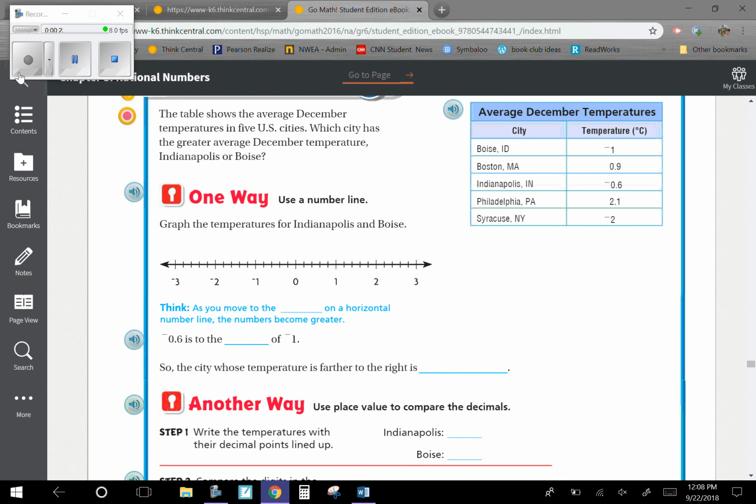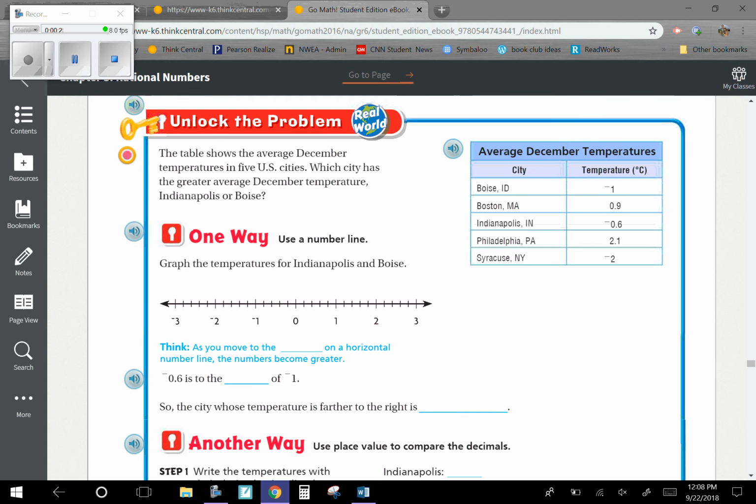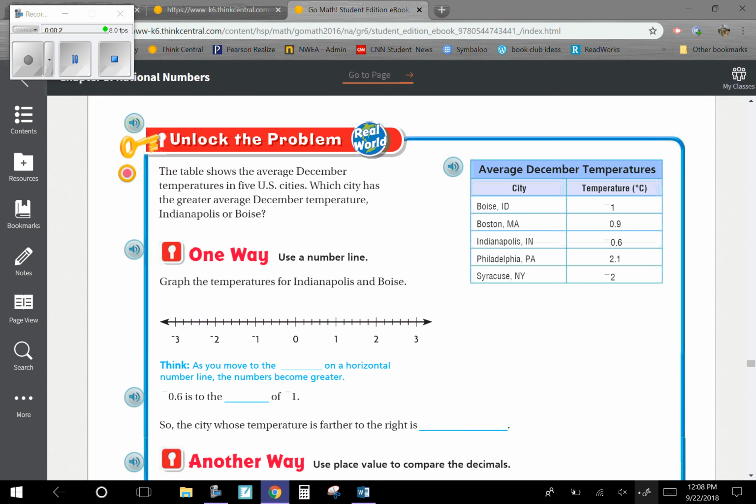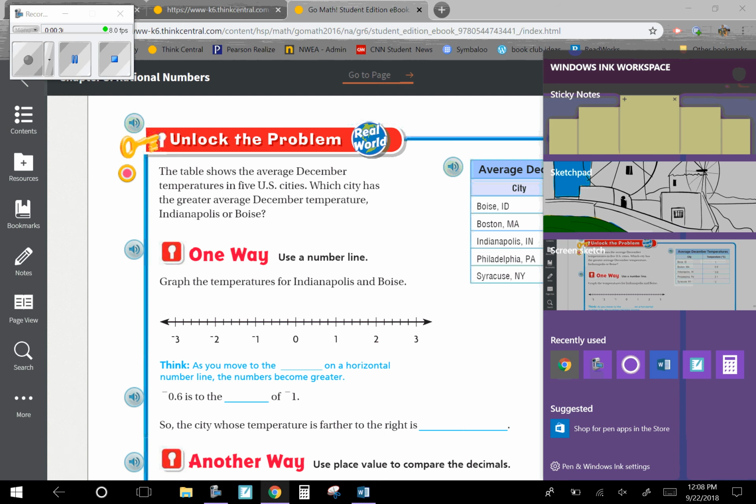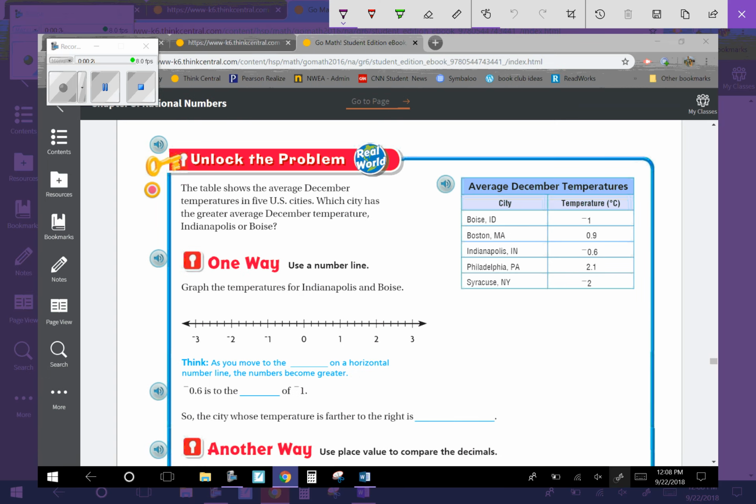Unlock the problem. The table shows the average December temperatures in 5 U.S. cities. Which city has the greater average December temperature, Indianapolis or Boise? One way is to use a number line. You can graph the temperatures for Indianapolis and Boise. Think. As you move to the right on the horizontal number line, the numbers become greater.